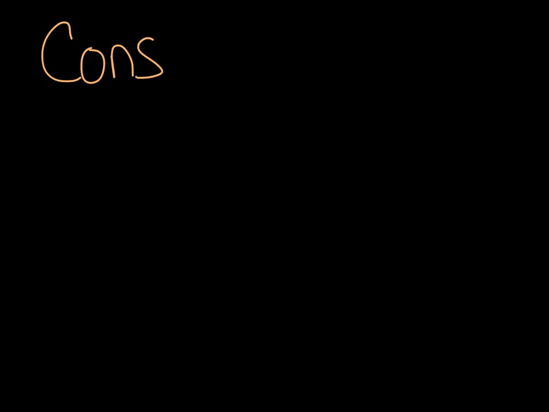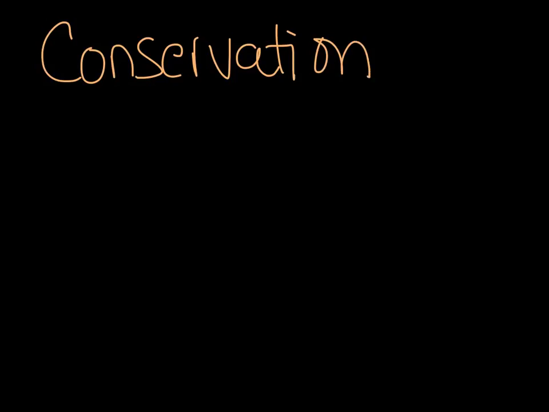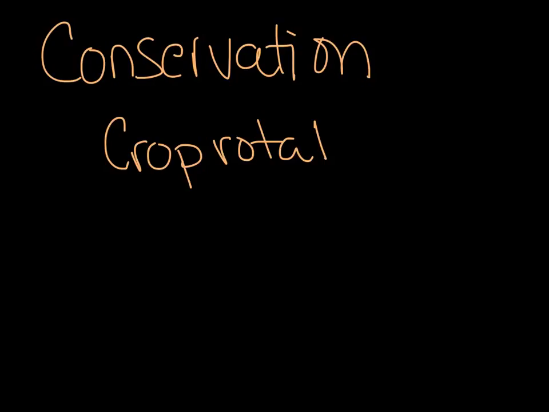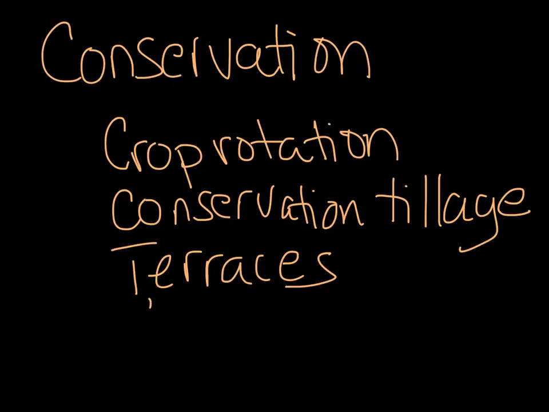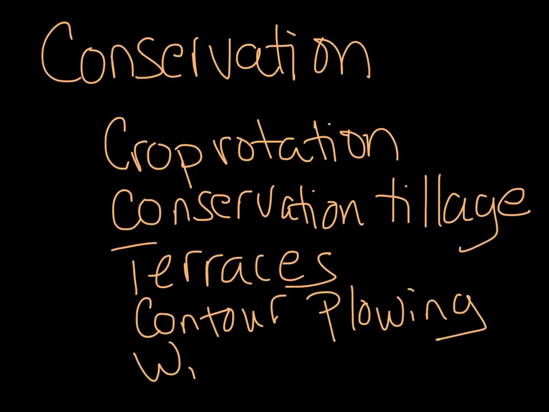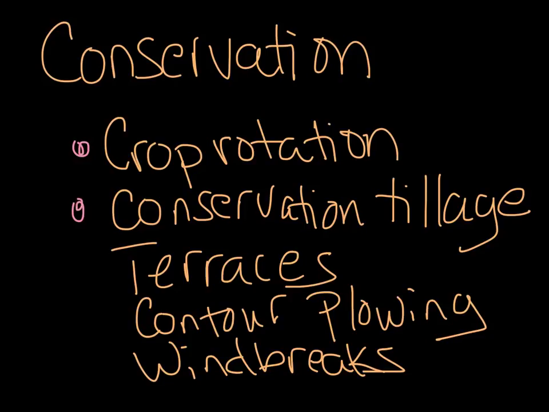Okay, so conservation of soil is also very important because once the soil has been removed from an area, it can be very difficult to put it back. Now there are different methods that are designed to hold the soil in place and to keep it fertile. We're going to talk very briefly about 5 of them and then a little bit more about 2 of them. So mostly I want to list them. There's crop rotation, conservation tillage, terraces, contour plowing, and windbreaks. Again, there's really just these 2 that I want to talk about though.